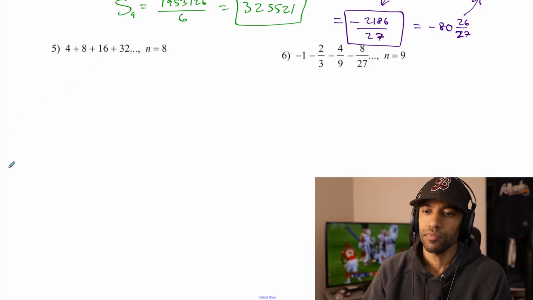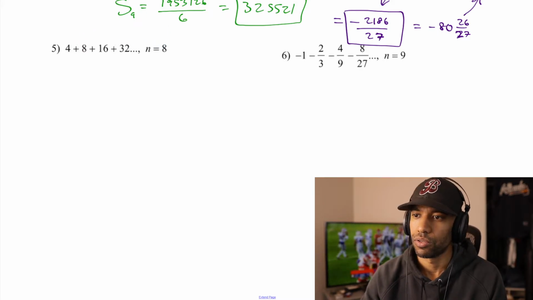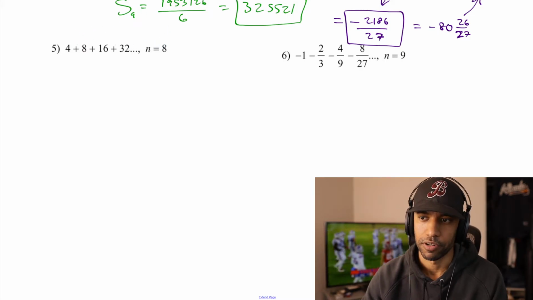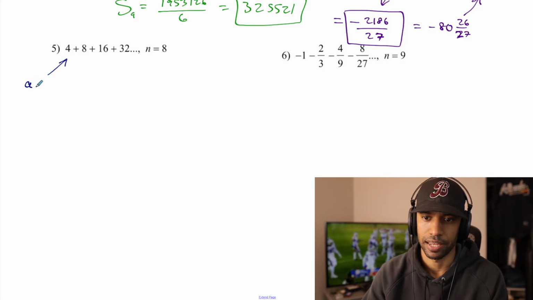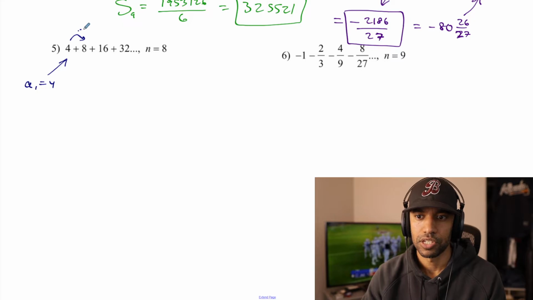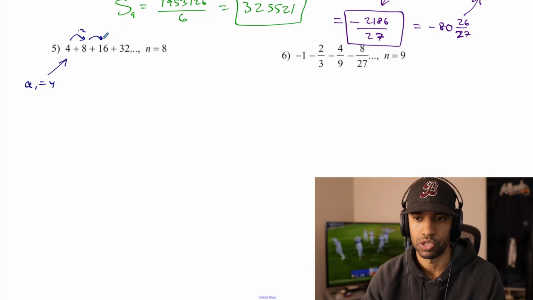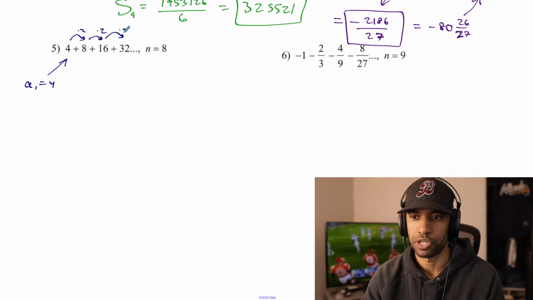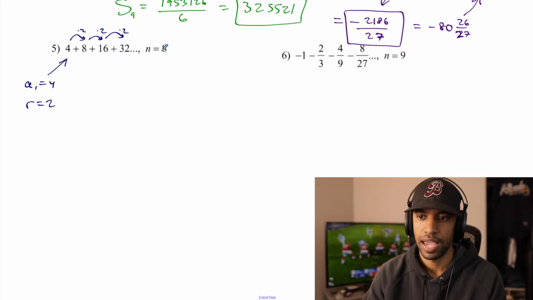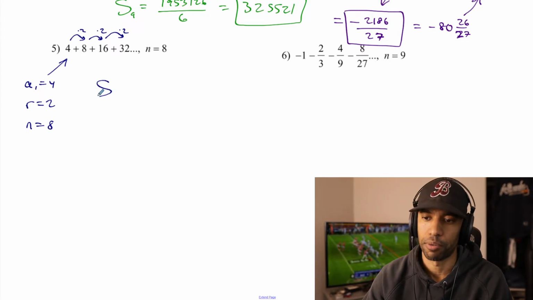Okay, number 5. Same-ish, we have 8 terms here. What we need this time, we do have the value of the first term. It's spelled out right in front of you here. That is 4. This time you are going to need the common ratio. This is times 2. 8 divided by 4, 16 divided by 8, 32 divided by 16 is 2. So establish what your common ratio is so you can work this thing out as well, and they give you the number of terms, which is 8. So we're going to use the same formula here.